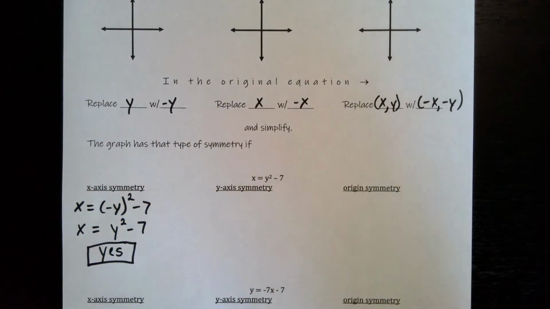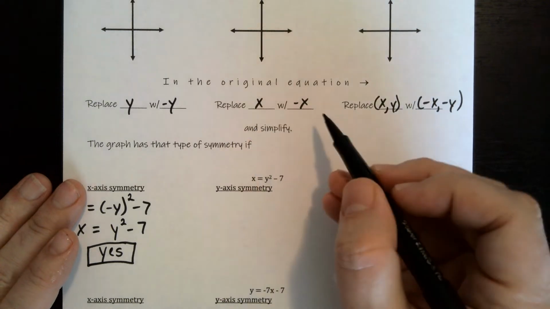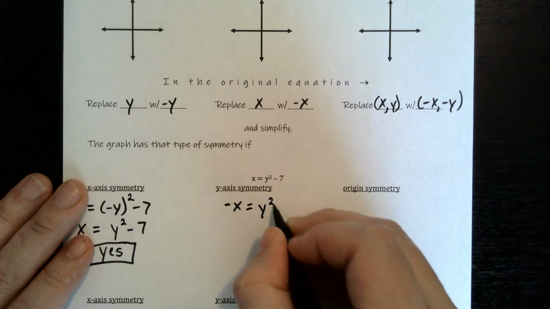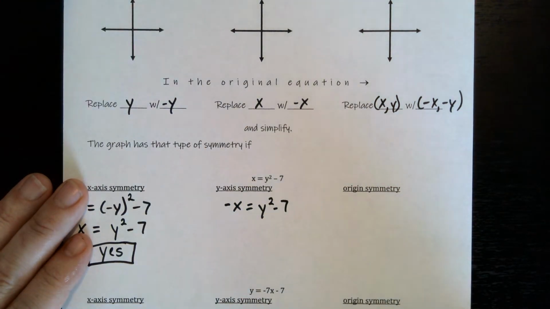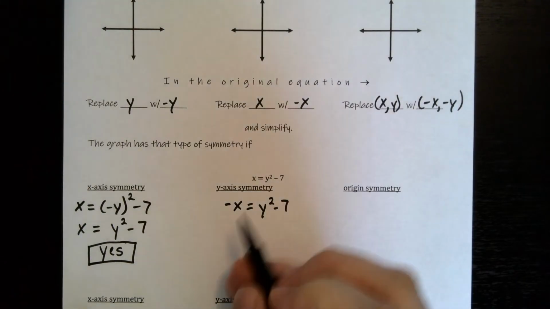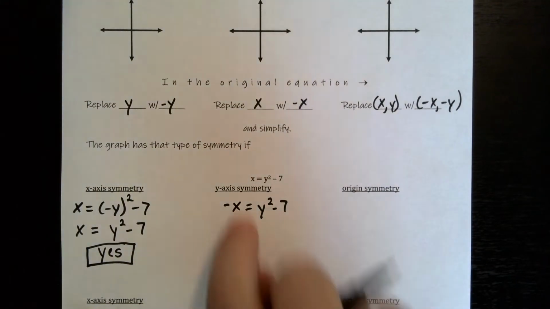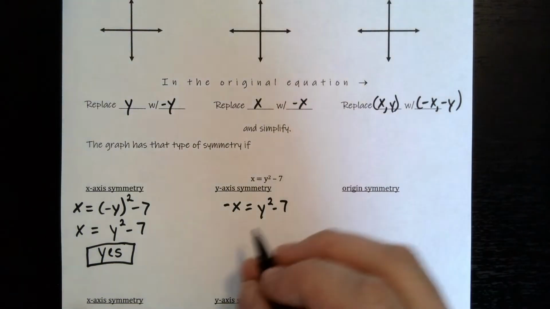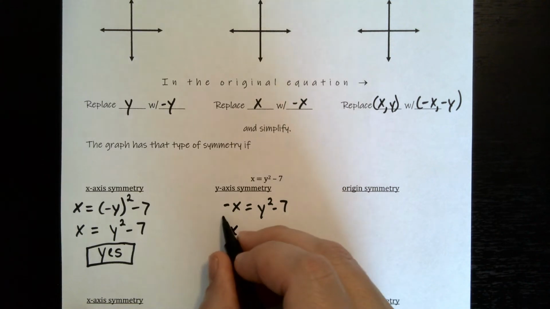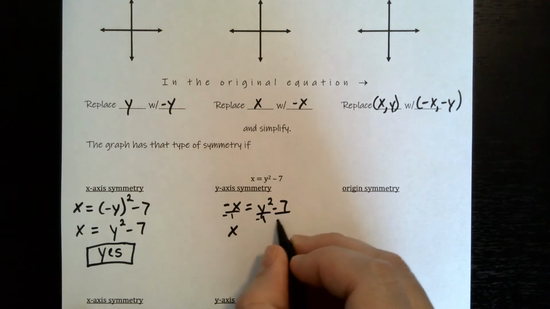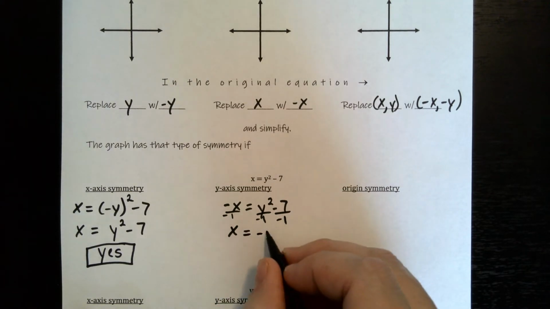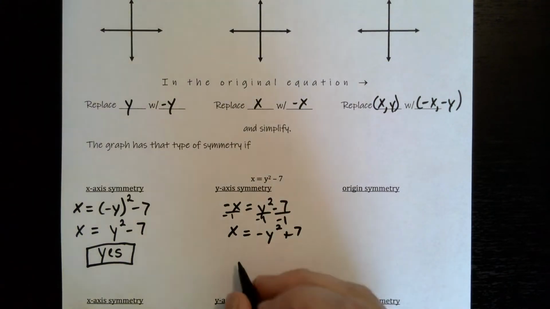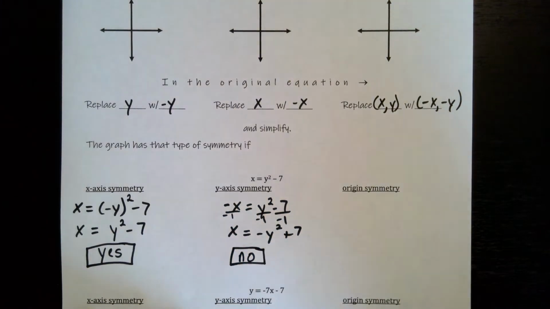Okay, let's look at y-axis symmetry. So we're going to replace the x with a negative x. So we get negative x equals y squared minus 7. Okay, so is that the same? Well, we could try to manipulate some negatives around, but nothing's going to make this negative go away by getting squared or anything like that. So this is going to be a completely different equation. We could solve it for x even, but if you divided both sides by a negative 1, then the right side will be different. It would be negative y squared plus 7, which is not the same as what we started with. So this is a no. We did not get the same thing back that we started with.